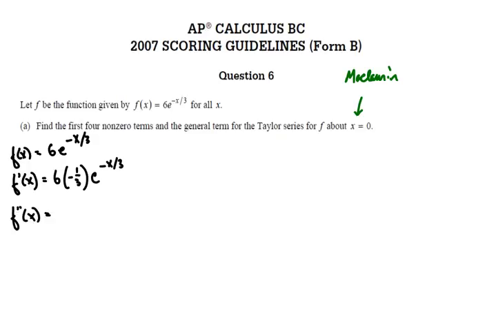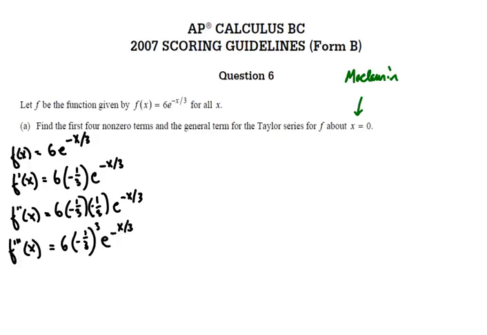The second derivative, the same thing is going to happen. The 6 times negative 1/3 is just a constant. The derivative of e to the negative x over 3 is e to the negative x over 3 times negative 1/3. And I think that you can see what's happening is this negative 1/3 term is going to be to whatever power the derivative is. Let's go to the next derivative, and etc. But we only need the first four terms, so this gives us what we need. And of course we're evaluating each of these at x equals 0.